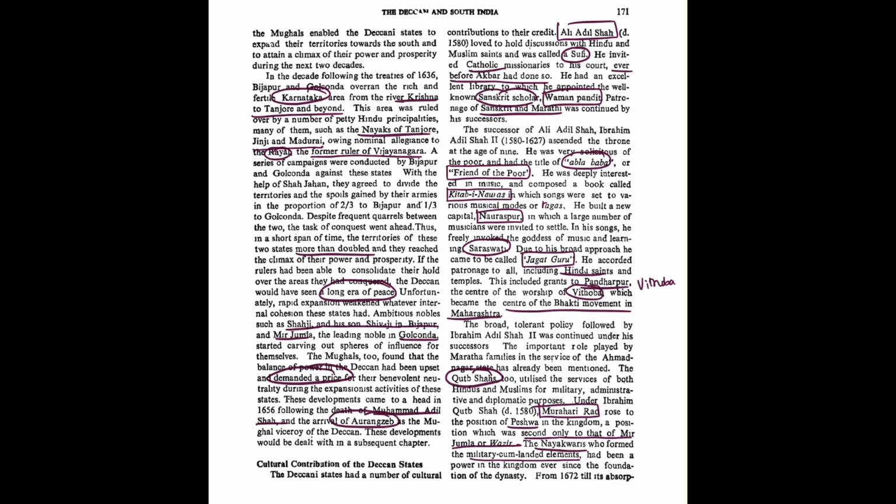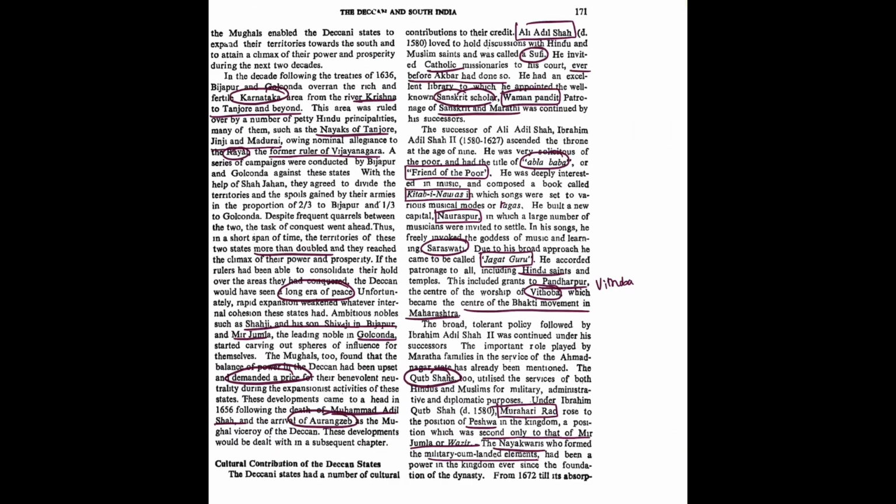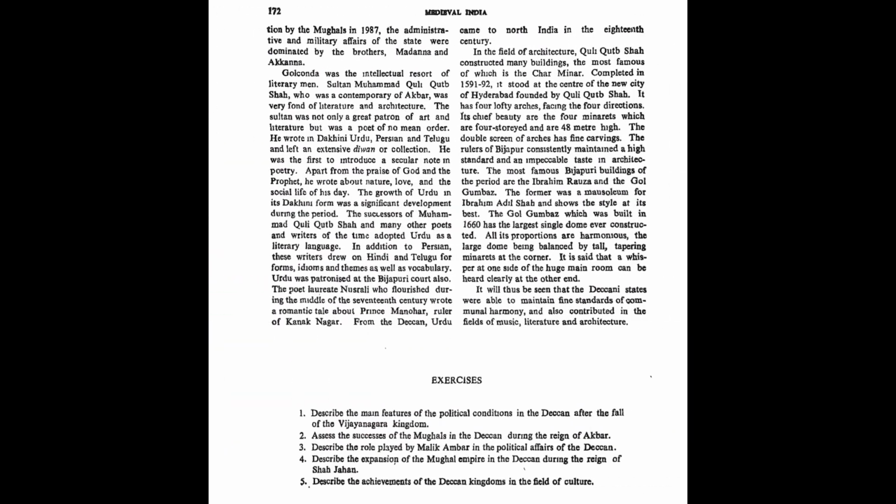From 1672 till its absorption by the Mughals in 1687, not sure, the administrative and military affairs of the state were dominated by the brothers Madanna and Akkanna. Golconda was the intellectual resort of the literary men.